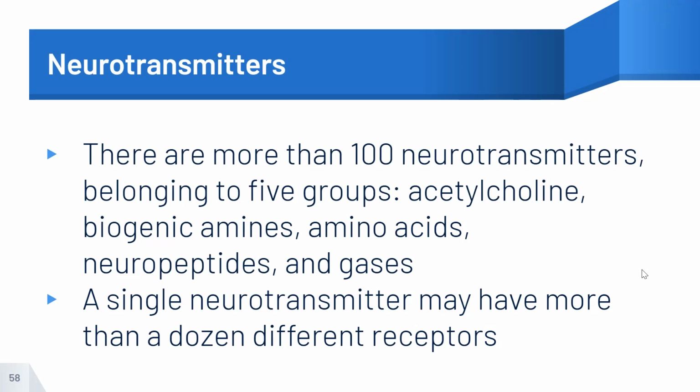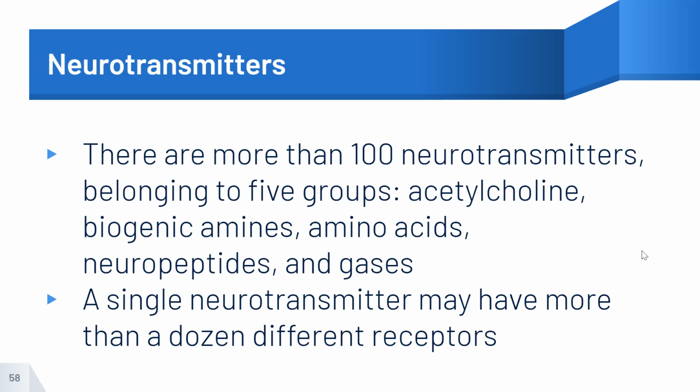There are lots of different neurotransmitters. There's more than 100 different neurotransmitters. They usually fall into different groups. So it could be acetylcholine, a biogenic amine, an amino acid, a neuropeptide, or gases. All of those are different types of neurotransmitters.